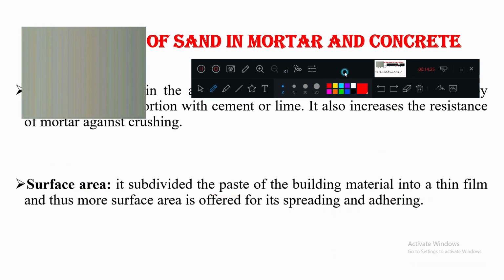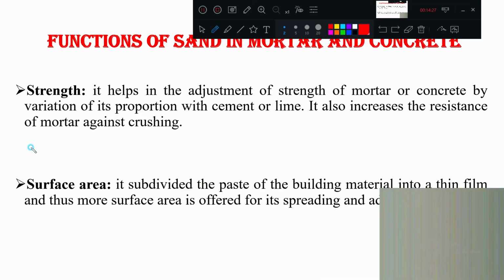So what are the points here? One is bulkage, second is setting, third is shrinkage reduction, fourth is strength, fifth is more surface area.